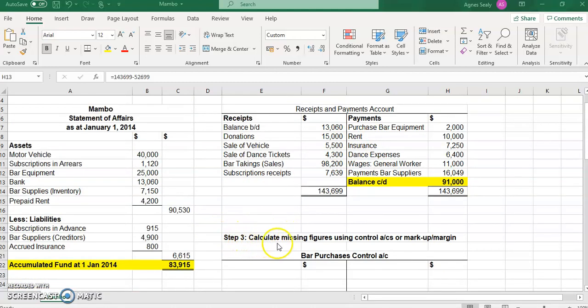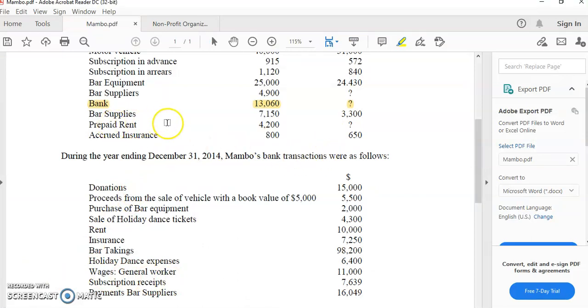In step 3, we usually calculate missing figures. And how do we calculate our missing figures? We will calculate our missing figures by using either the control accounts, if enough information is available to do the control accounts, or by using markup or margin. Basically in this question, there's not enough information to do the control accounts because we know the opening bar suppliers, and we do not know our closing bar suppliers.